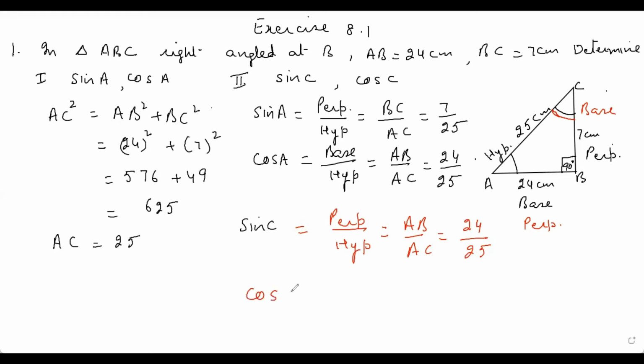What is cos C? Cos C is base upon hypotenuse. Now what is base here? Base here is BC upon AC. It means 7 upon 25. So this is sine A, 7 by 25. Cos A is 24 by 25. Sine C is 24 by 25. And cos C is 7 by 25. This is the answer.